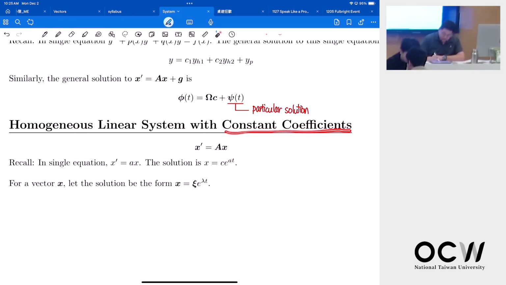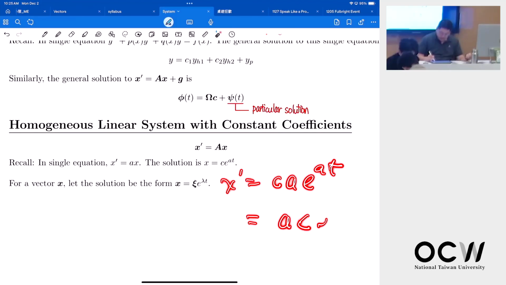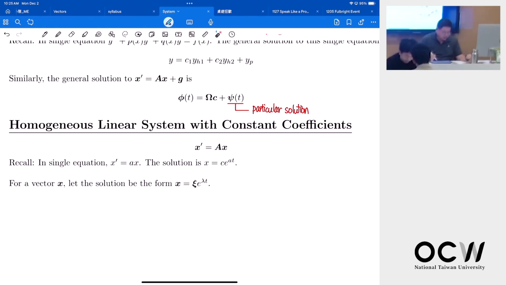For the constant coefficients, here A is a constant matrix. We don't know yet how to find the solution, but at least we can go through what we have already learned. For the single equation, x prime equals ax, we guess, and we know the solution is the constant times e to the at, because x prime will be c a e to the at equals a c e to the at. So they can cancel out, they are equal. Okay, so that is our solution.